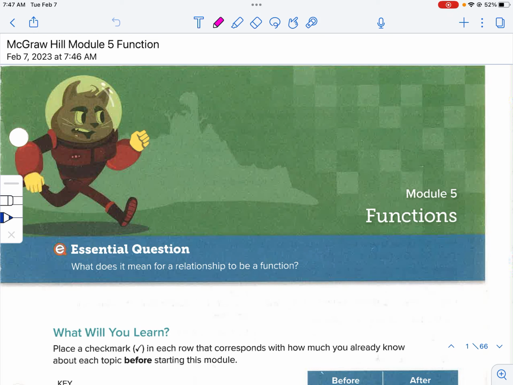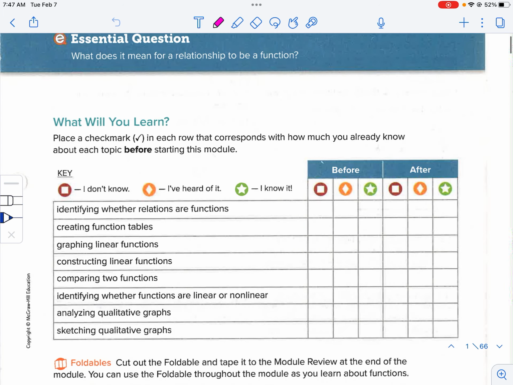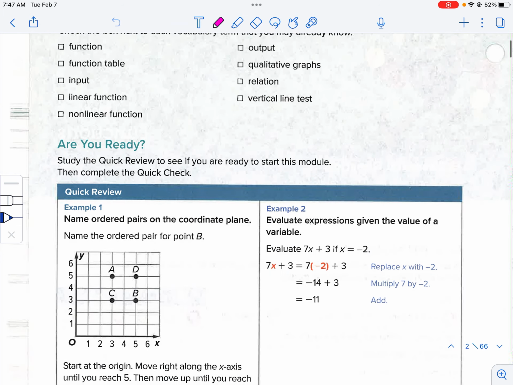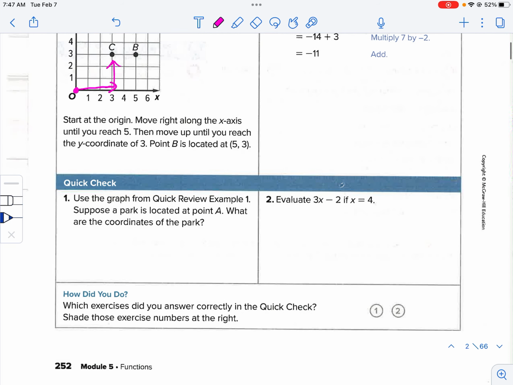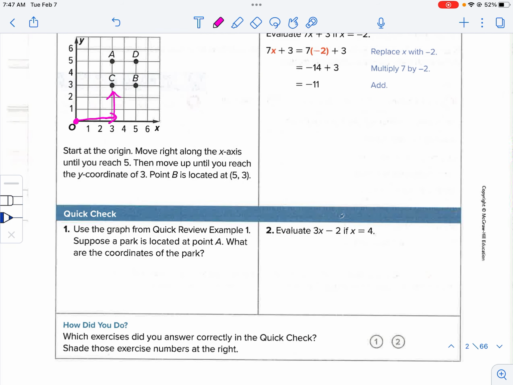We will be dealing with functions in the McGraw-Hill Module 5. We are on page 252, which is where we're going to start. We have to remember how to name ordered pairs. Remember, we always start with the origin and how far to the left or right we go, and then how much we go up. Here, it wants us to use the graph from the quick review, and we're going to do point A.